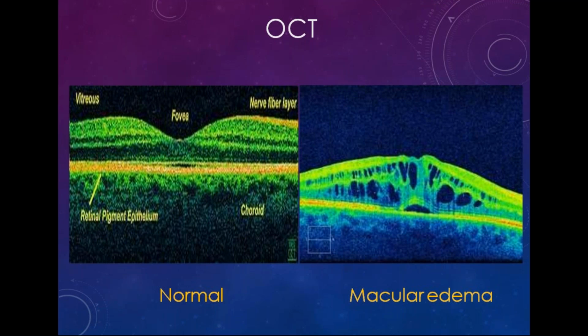This is a picture showing macular edema. Here you can see the edema. These are the cysts. This is a picture showing macular edema in OCT.